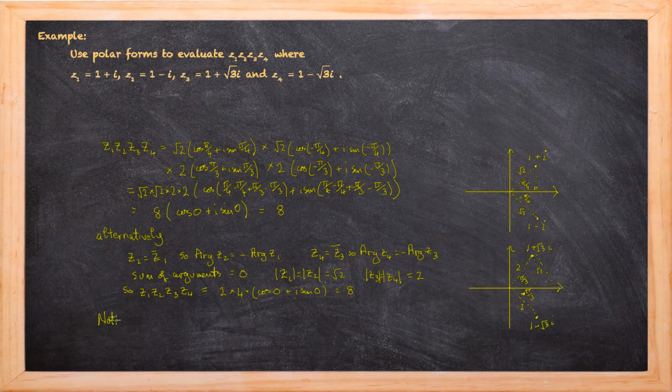Now an interesting note that we can add to this is because conjugates are involved, let's look at a result that we proved in a previous video: a complex number times its conjugate is equal to the modulus of that complex number squared.